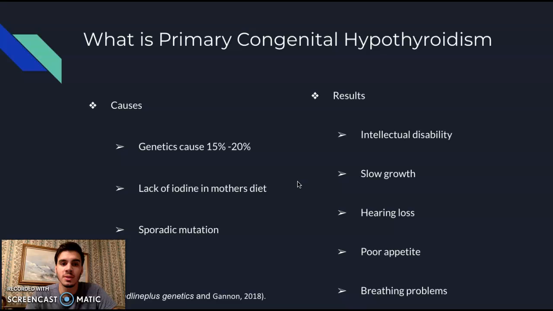The cause of this disease, the main cause, is the lack of iodine in the mother's diet while she is pregnant with her baby. Other causes may be a sporadic mutation that would occur in the fetus as they are developing, exactly a mutation in the genes responsible for thyroid development, or it may be inherited as well. That would be considered a genetic cause, which accounts for about 15 to 20% of all cases.